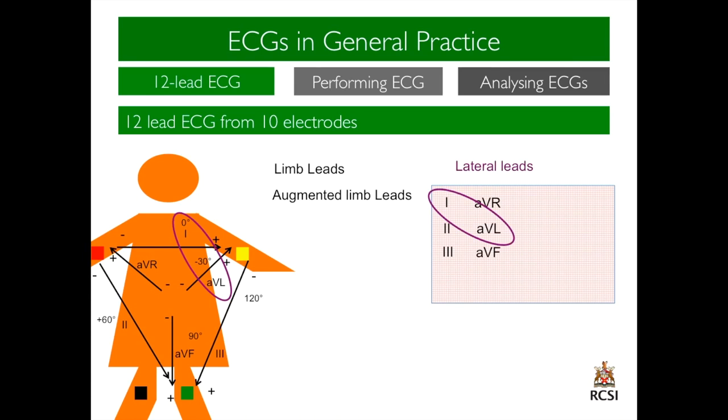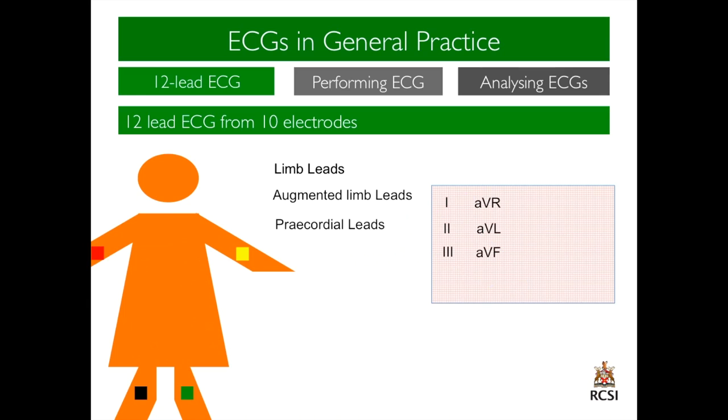It is also worth considering that lead 1 and AVL are called the lateral leads because they reflect the electrical conductance towards the left lateral arm. Leads 2, AVF and 3 are called the inferior leads because they reflect the electrical conductance inferiorly.